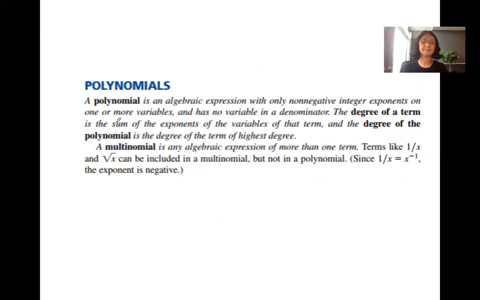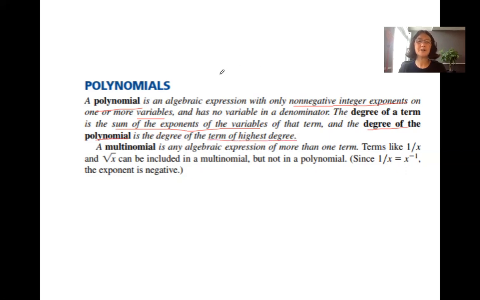Polynomials. A polynomial is an algebraic expression with only non-negative integer exponents on one or more variables and has no variable in a denominator. The degree of a term is the sum of the exponents of variables, and the degree of a polynomial is the degree of the term of the highest degree.